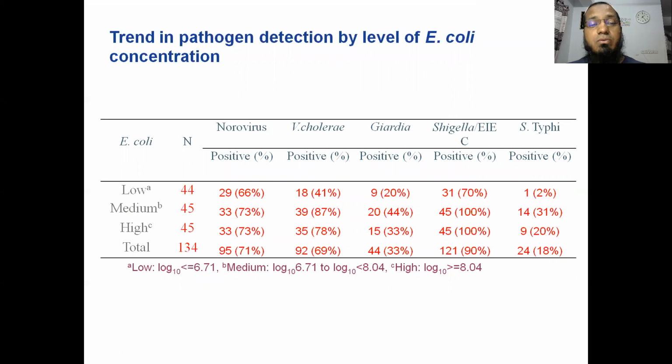We also found a trend of concentration, seeing the association between E. coli and other pathogen concentrations. When the concentration of E. coli increases, there is a possibility that the concentrations of norovirus, Vibrio cholerae, Giardia, Shigella, and Salmonella typhi also increase. So there is an increasing trend of pathogens with the increase of E. coli concentration.